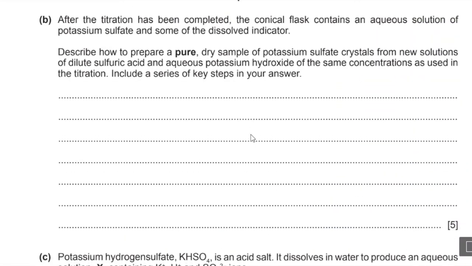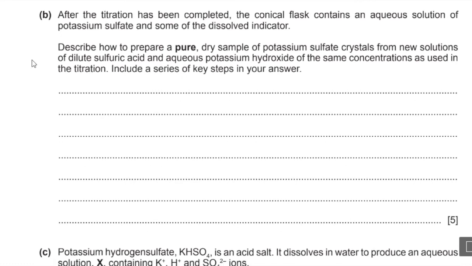B. After the titration has completed, the conical flask contains an aqueous solution of potassium sulfate, which is the salt formed from the neutral titration, and some of the dissolved indicator. Describe how to prepare a pure dry sample of potassium sulfate crystals from new solutions of dilute sulfuric acid and aqueous potassium hydroxide of the same concentrations as used in the titration. Include a series of key steps in your answer.